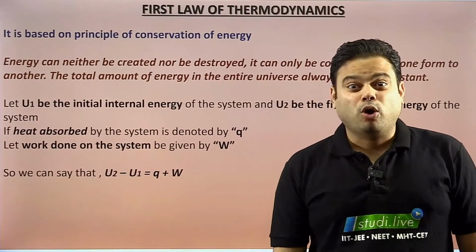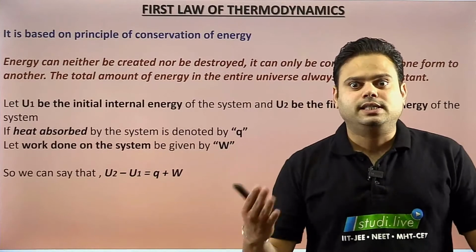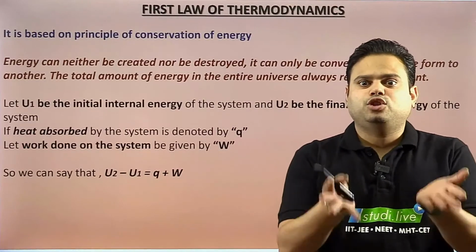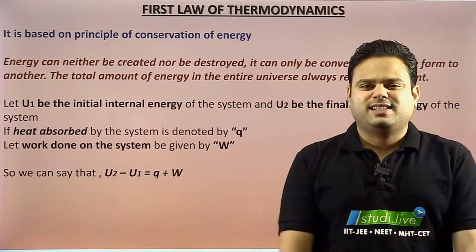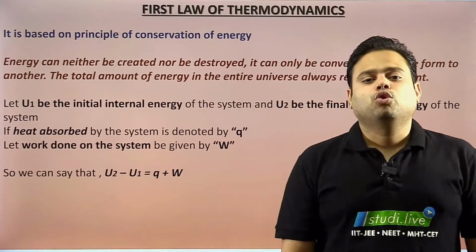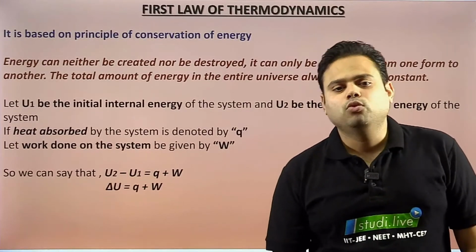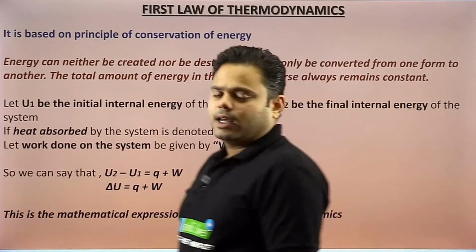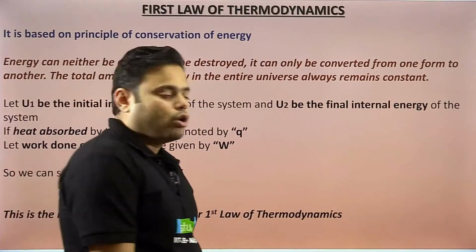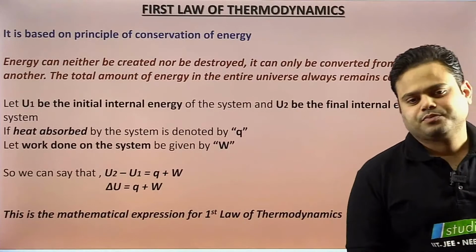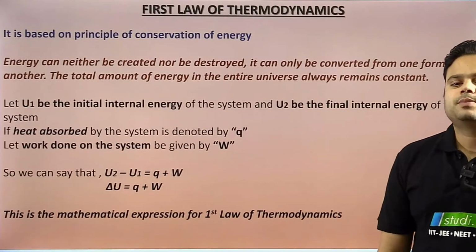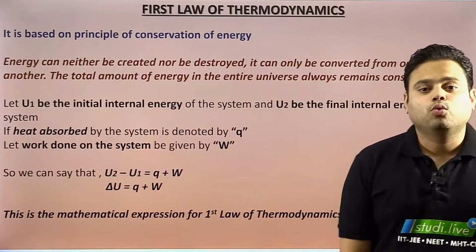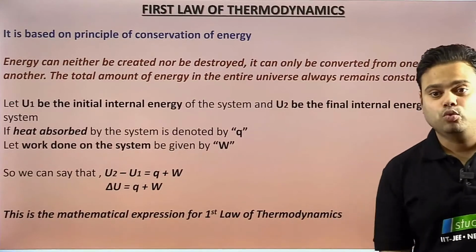So when work is performed on the system, energy of the system is conserved. When work is performed by the system, energy is utilized. So U2 minus U1 becomes Q plus W. Delta U becomes Q plus W, and this happens to be the mathematical expression for the first law of thermodynamics. Is this clear to everybody? The mathematical expression for the first law of thermodynamics is delta U equal to Q plus W.